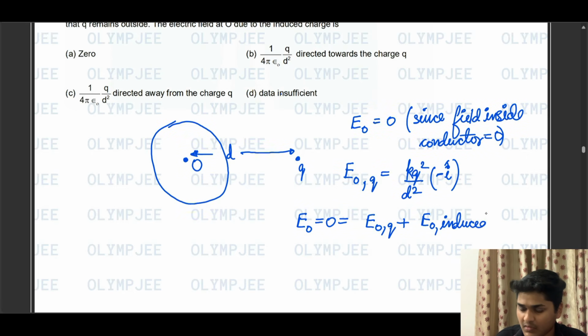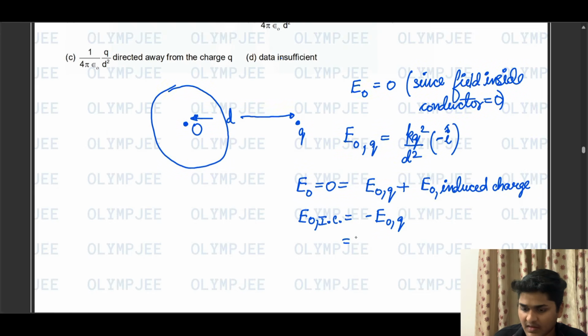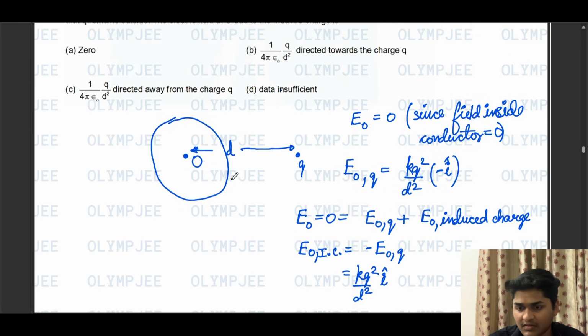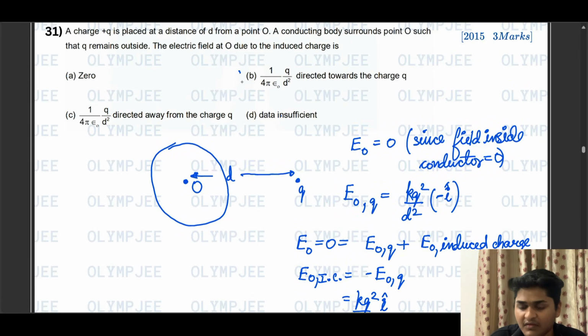So the electric field at O due to induced charges will be equal to minus of the electric field at O due to q, which will become kq by d square in the i cap direction. So it will be option B, which is 1 by 4 pi epsilon naught q by d square directed towards the charge q.